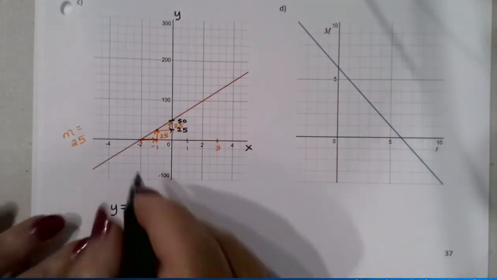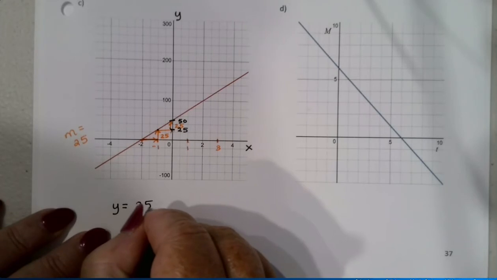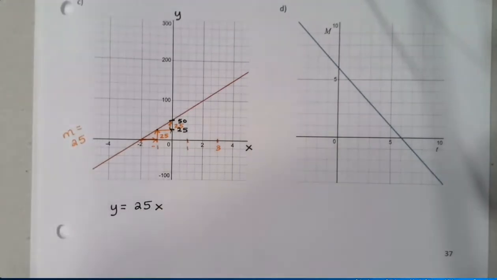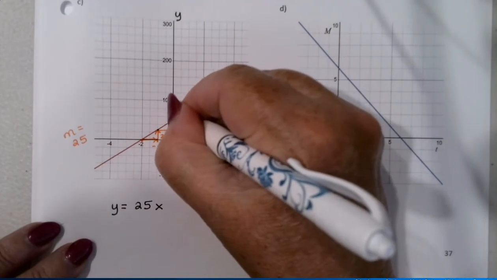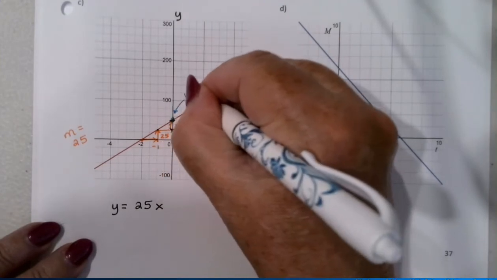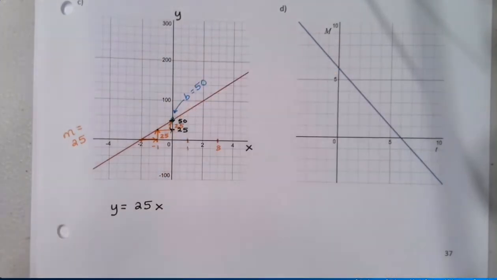So I'm going to start with y equals 25x. And then the y-intercept right here is 50. So b is going to be 50.